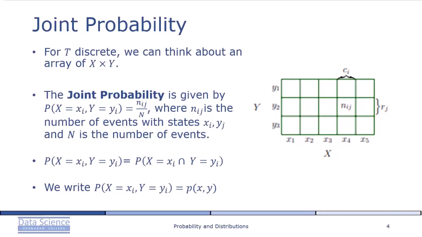For two random variables X and Y, the probability that X equals x and Y equals y will lazily be written as the probability of x and y and is called the joint probability. One can think of a probability as a function that takes states x and y and returns a real number. And that's why we have this convention where we write the probability as if it were a function.